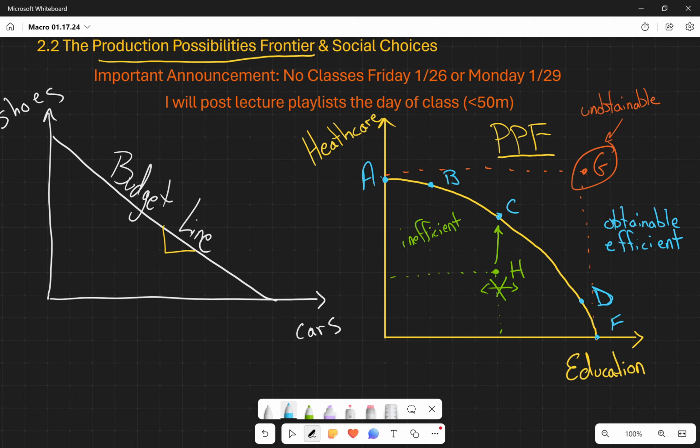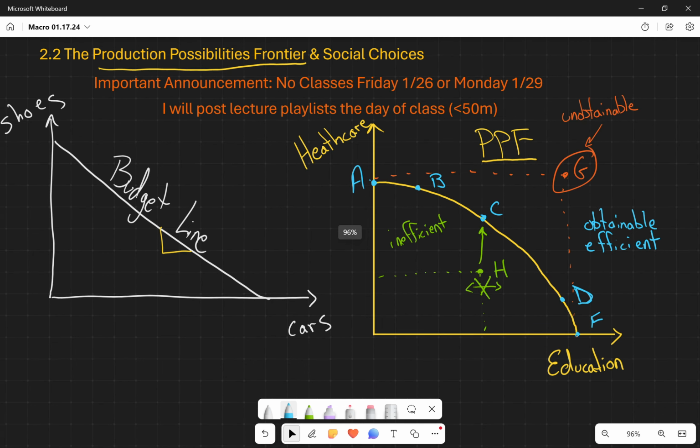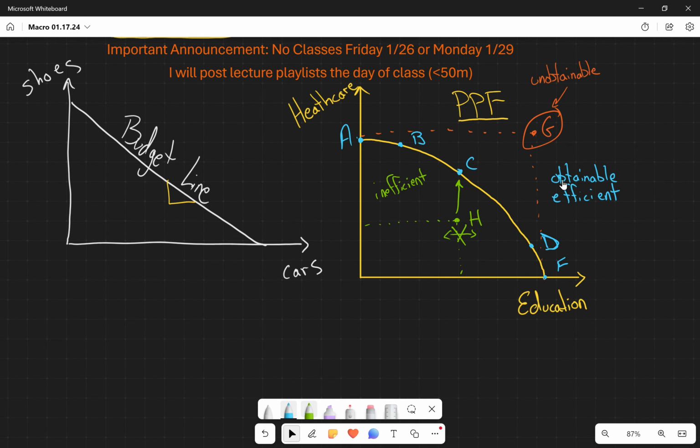So now we're going to talk about why this curve is curved, why the production possibility frontier is a curve compared to being a straight line. Part of this has to do with the resources that are being used. One of the core propositions we have in economics is this notion of diminishing returns. We even have a law of diminishing returns.